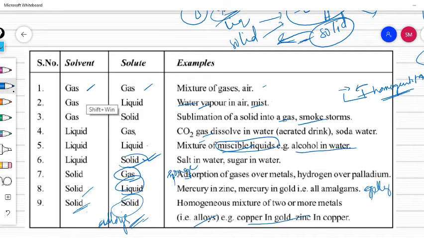So this is about the introduction and types of solutions. In these types, we are going to see liquid solutions, meaning the solvent is a liquid and the components may be gas, liquid or solid. Specifically, we are going to focus on this. So let's begin the core part of the liquids.